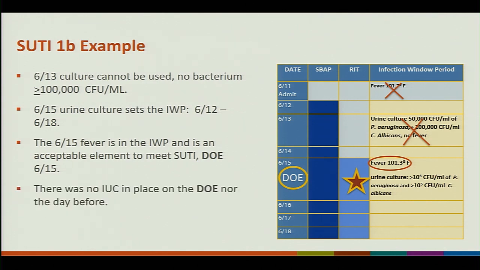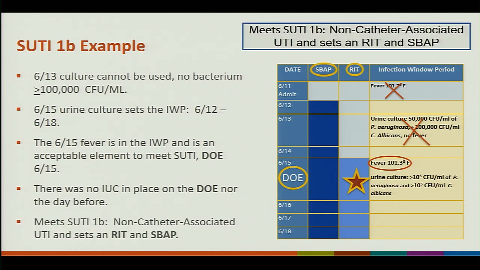The 6/15 fever is in the IWP, and it's an acceptable element. Remember, the patient is less than 65 years of age. To meet SUTI, the DOE is 6/15. There's no catheter in place on the DOE nor the day before. So this meets SUTI 1B, non-catheter associated UTI, and it sets our RIT and our SBAP.